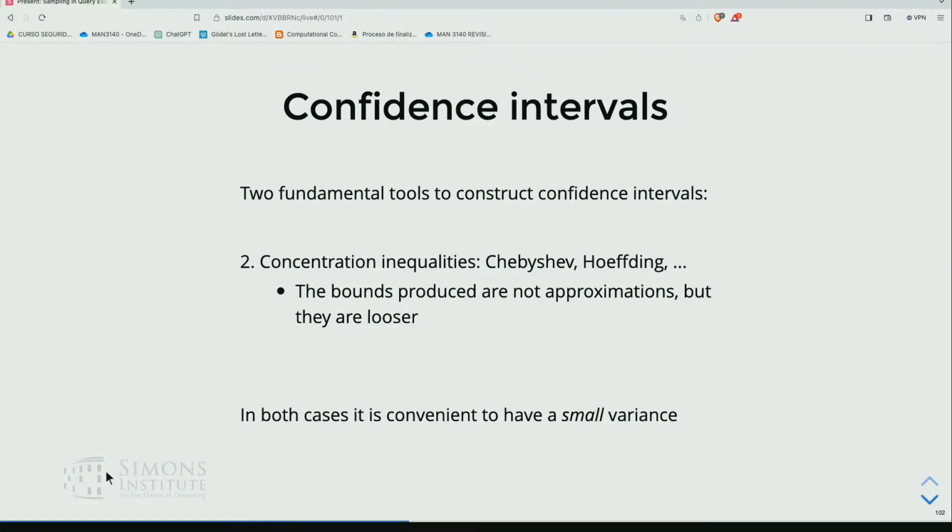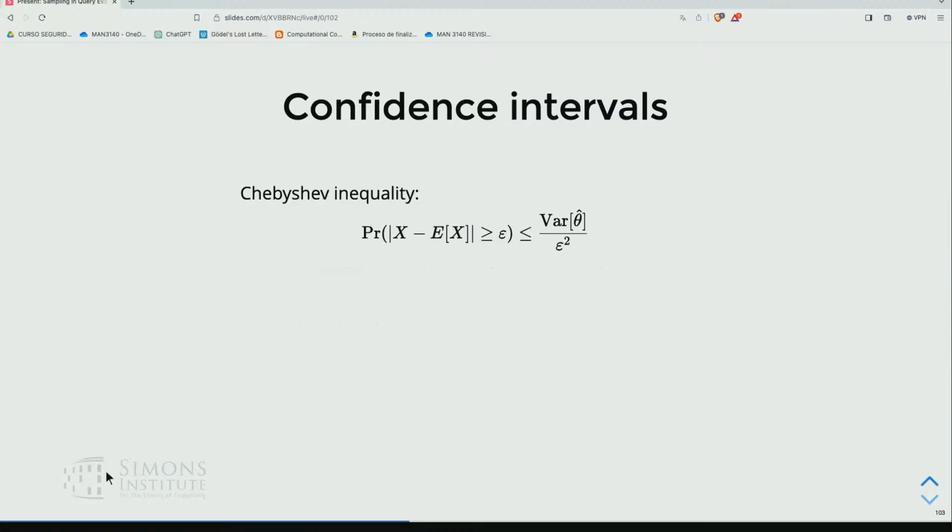In both cases, for the central limit theorem and for the concentration inequalities, you want to use estimators that have a small variance. This is very important, because usually the size of these confidence intervals depends on this variance. Let me give you a simple example. Probably you all know this: the Chebyshev inequality. This is the usual way that you write this inequality.